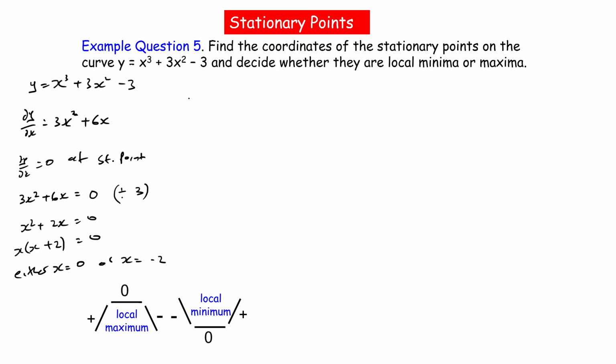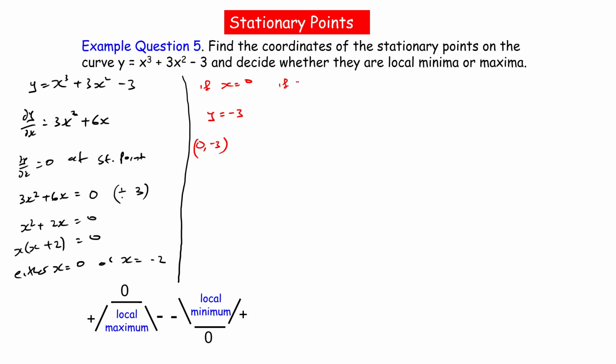So now we've got to determine y. Just switch color. Let's go back to red. If x is equal to 0, y is going to be equal to 0 plus 0, so minus 3. So we've got a set of coordinates there, 0, minus 3.